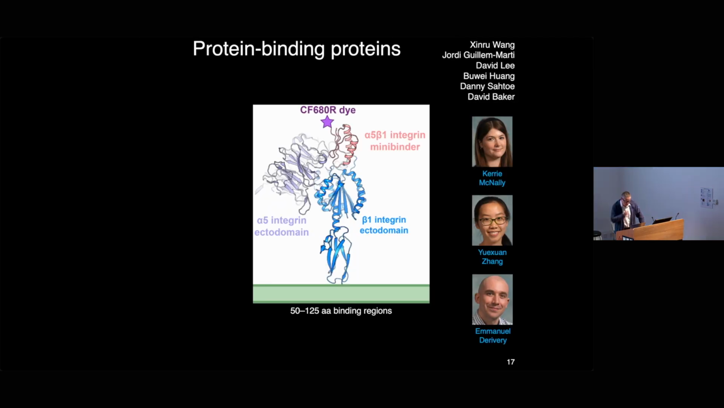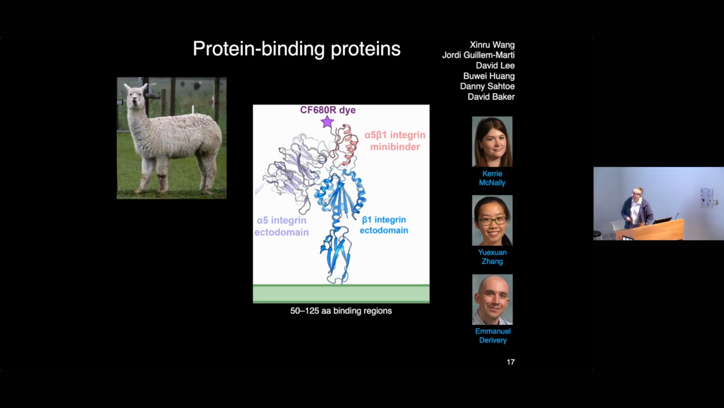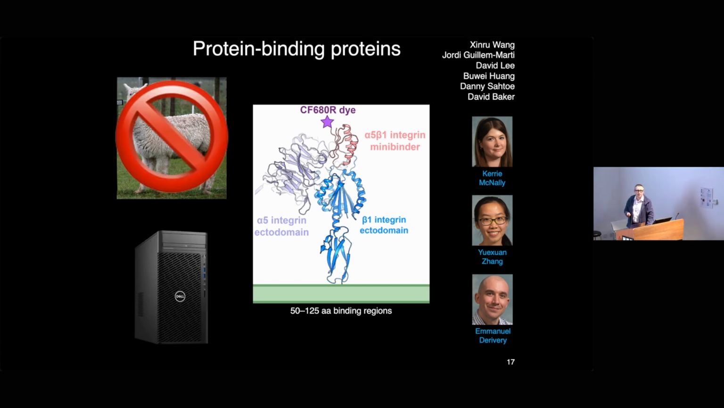As an alternative, you could make friends with David Baker and get him to design some proteins for you. So in this case, a team of people working in David's lab designed protein-binding proteins to different cell surface receptors. Here we've got one that's binding to alpha-5 beta-1. And you can think of these as nanobodies, but rather than coming from an alpaca, it comes from a computer that has been designed to bind in a nice way.